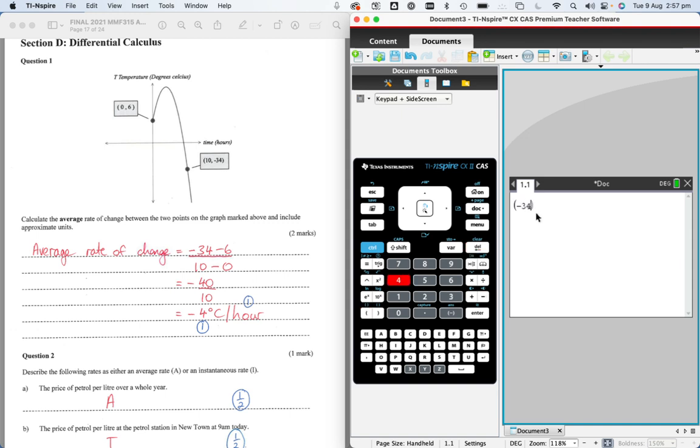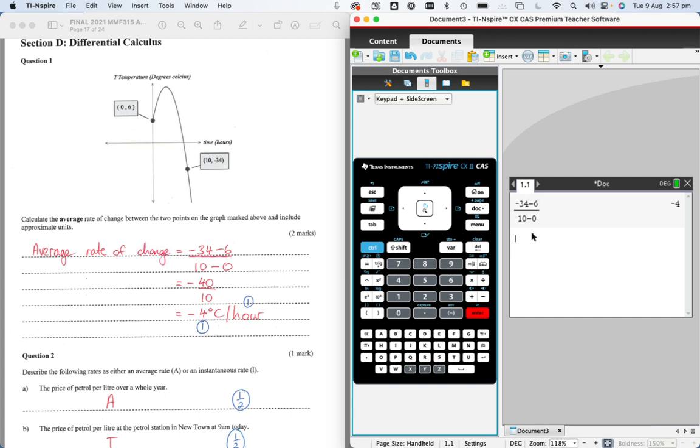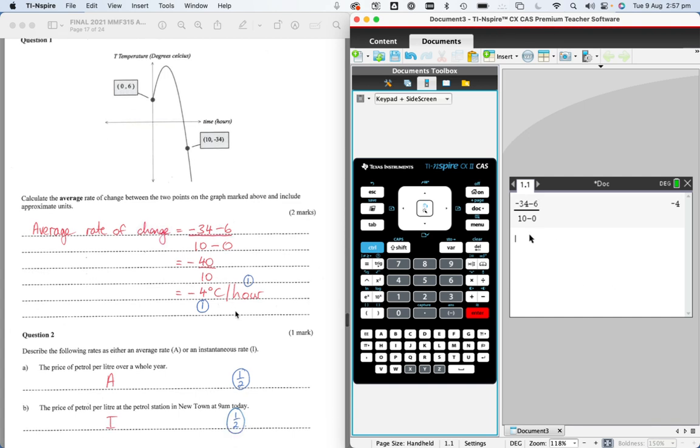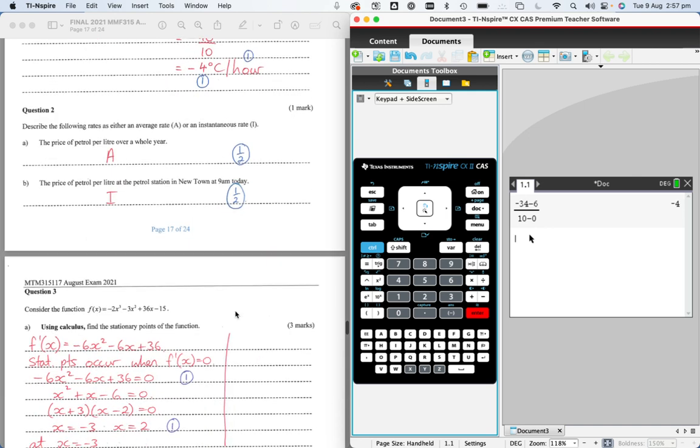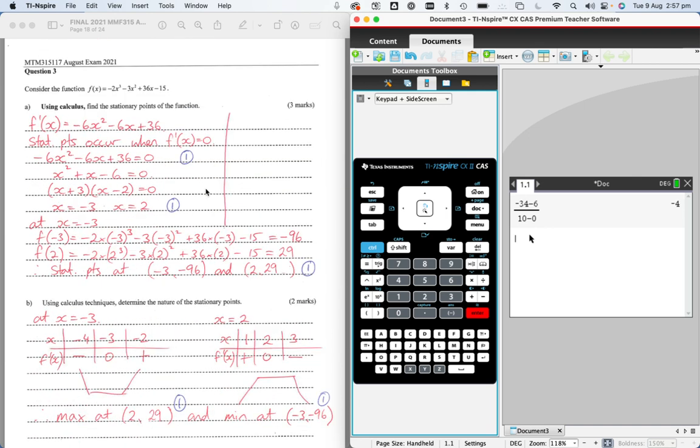So if I go minus 34 minus 6 in brackets and then use divided by and go 10 minus 0, then I will get the minus 4. It will put it into fraction format as well, so you don't have to. Don't forget your units as well, otherwise you will lose marks. Question 2 is just interpretation. Question 3 says using calculus, find the stationary points of the function.